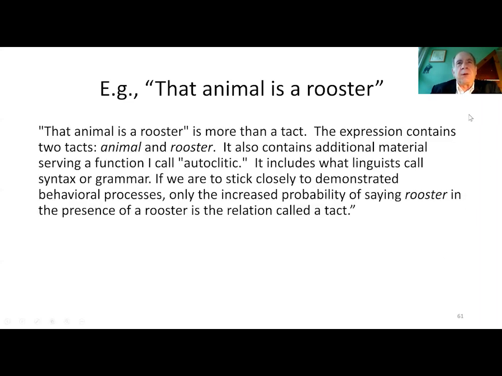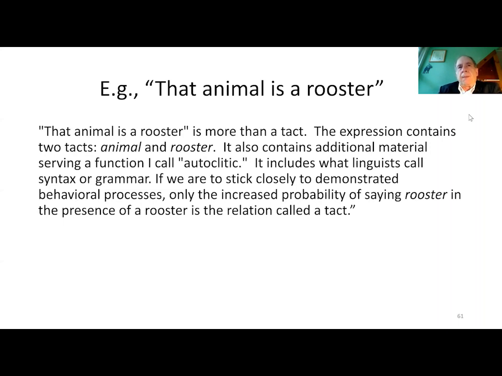So let's turn to our buddy Skinner. What does Skinner have to say? Let's take that animal as a rooster. That animal is a rooster, says Skinner, is more than a tact. The expression contains two tacts, animal and rooster. It also contains additional material serving a function I call, quote, autoclitic. It includes what linguists call syntax or grammar. If we were to stick closely to demonstrated behavioral processes, only the increased probability of saying rooster in the presence of a rooster is the relation called a tact.